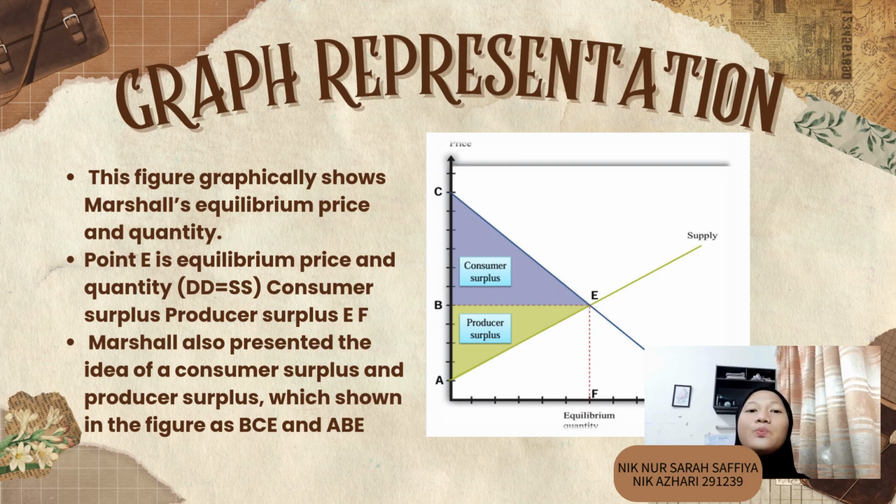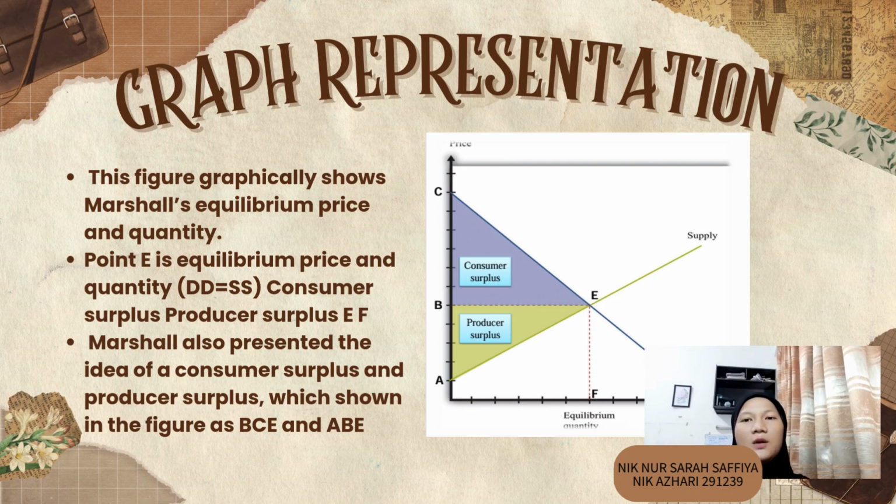At this equilibrium point, both buyers and sellers are content. The price is just right, and the quantity available matches the quantity desired. It's a balance where everyone who wants to buy can and everyone who wants to sell can. But there is more. The area around this equilibrium point reveals extra benefits.